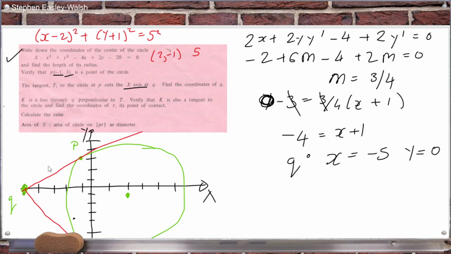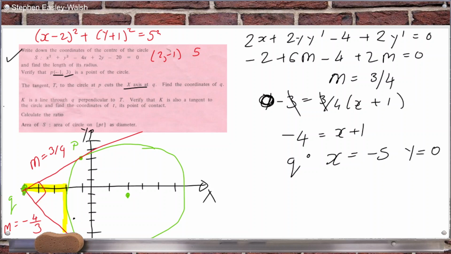K is a line through Q, perpendicular. I know the slope here is 3/4, so it means I know the slope here is minus 4 over 3. So it means every time I go out 3 units, like here, 1, 2, 3, I have to go down 1, 2, 3, 4 units. It's not quite to scale, as you can see.